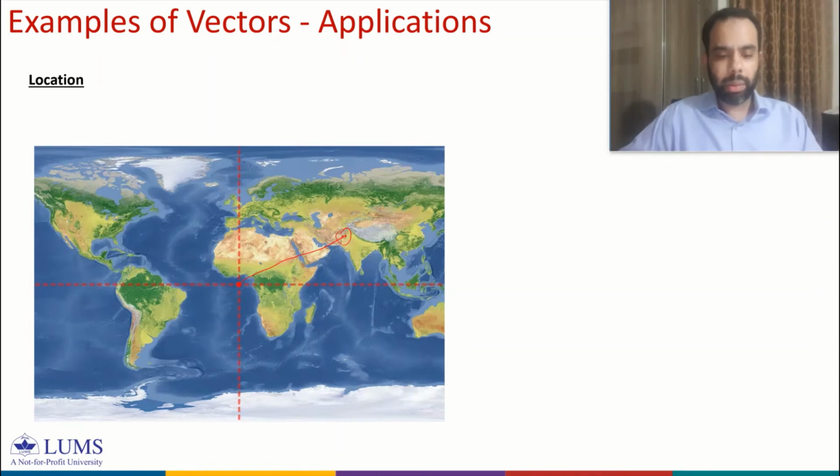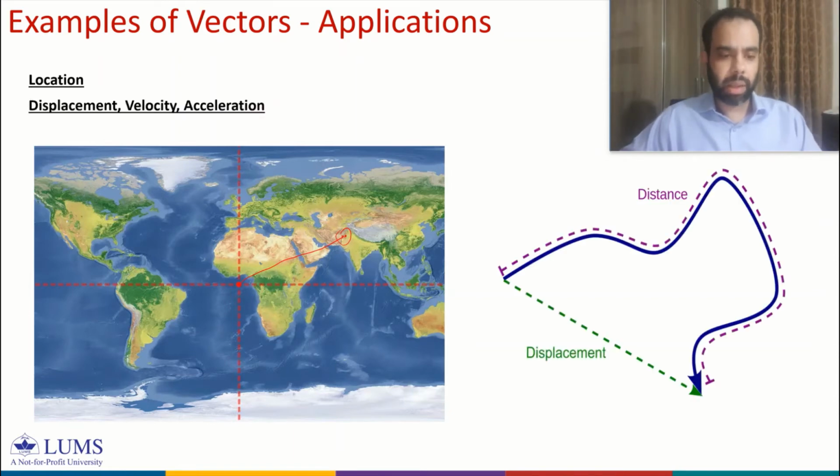Other examples include displacement, velocity, and acceleration. For example, you're traveling along this blue line, and you have different orientations, and you reach this point. So this is the distance you have covered, but in terms of displacement, you have covered the shortest distance, which is given by this green vector. So this green vector is a displacement, and displacement, velocity, acceleration, each of these quantities are represented by vectors.